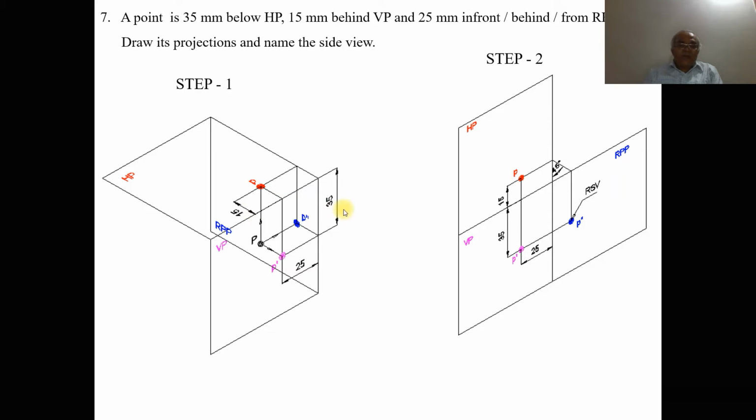When you look from the right side view, I can see the distance below HP and also the distance behind VP. When the RPP is rotated to the right side, this distance becomes horizontal, and the distance behind VP becomes vertical in the horizontal plane. So when you look from the side view, I can see the front view distance, which is below HP, and also the top view distance, which is behind VP. Where you have the front view, on that line you are going to get the side view.